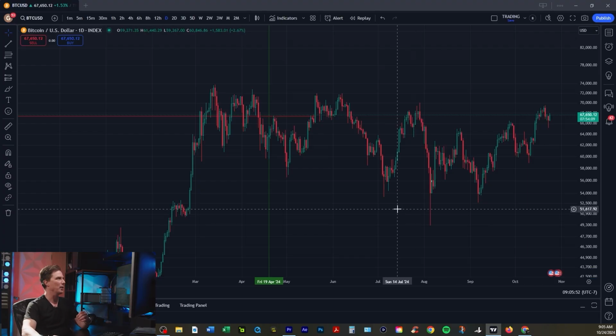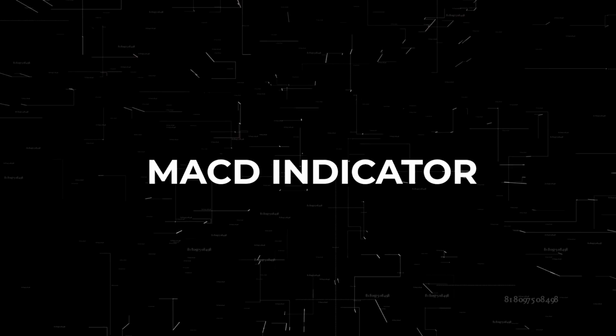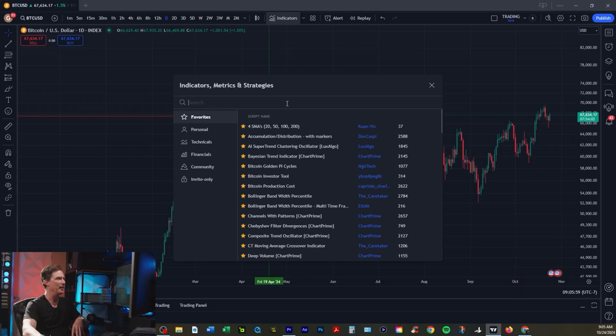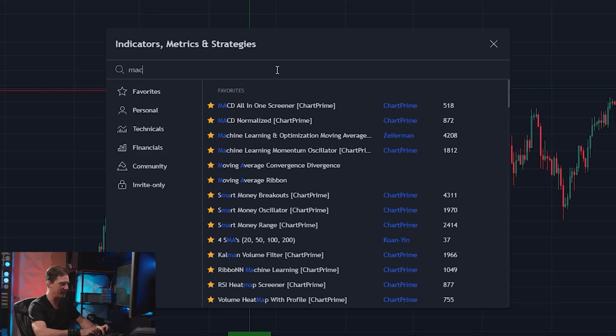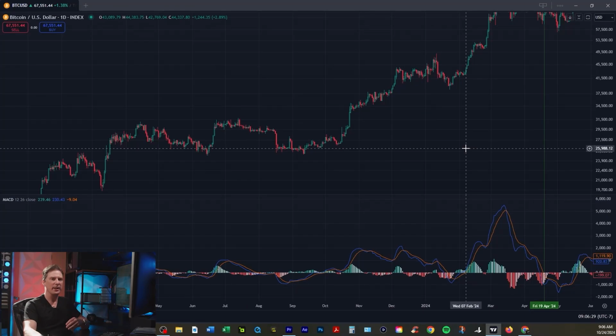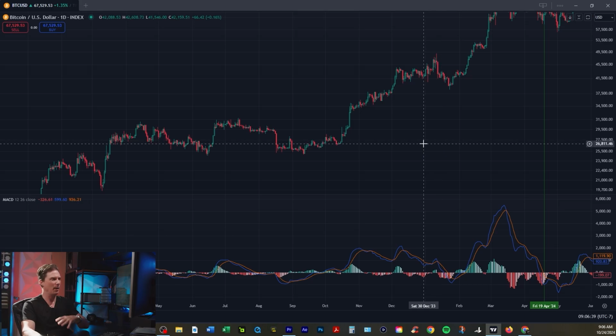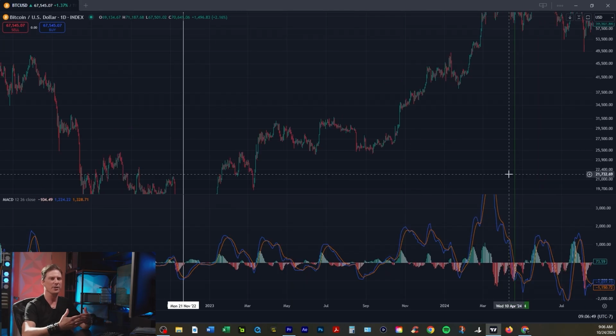So let's go ahead and look at Bitcoin on the one-day chart, and let's add the MACD indicator. So I'm going to click on indicators, type in MACD, and click on this one right here. Okay, so the MACD is really good at spotting trends, and it works really well in uptrends and downtrends. When it goes sideways, it kind of has some problems. We need to add another indicator to assist it.